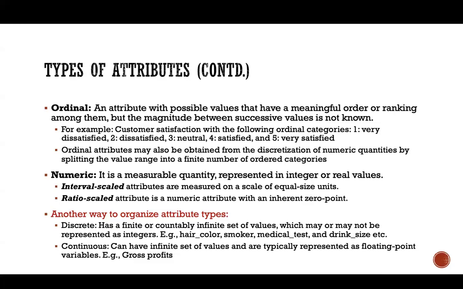So discrete, they are discrete numbers. When one customer is added, we have a discrete addition to the number, but it's a countably infinite set. They can be as many as we end up having customers. The other attribute type is continuous. They can have an infinite set of values and are typically represented as floating point variables. Example, gross profits of companies. You can have decimal points, and then that decimal can go on to multiple places. So that's an infinite possibility of real numbers. That's something which we call continuous attribute types.